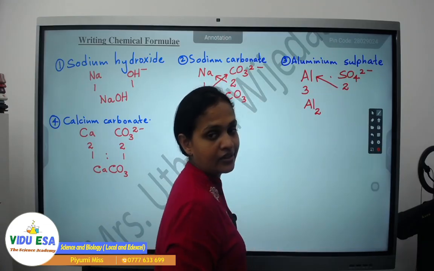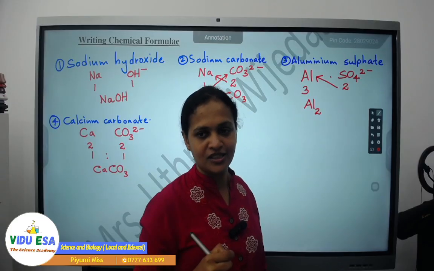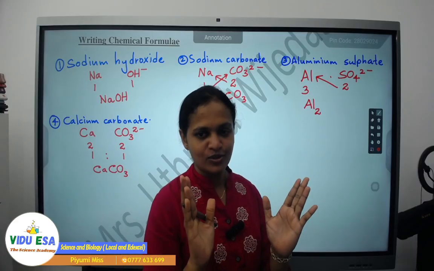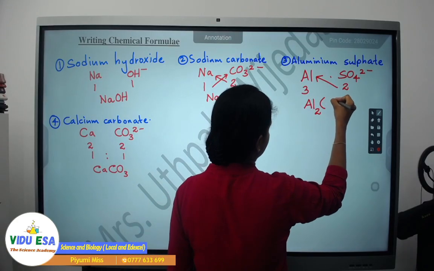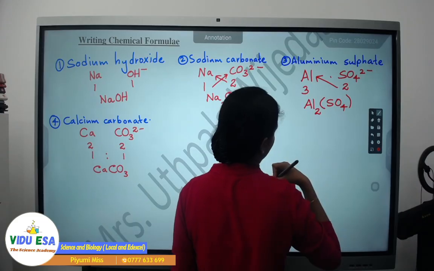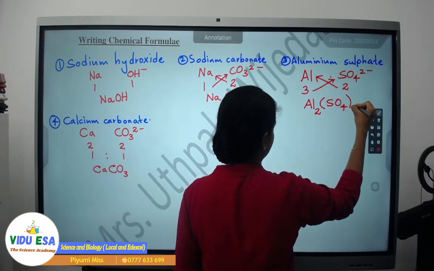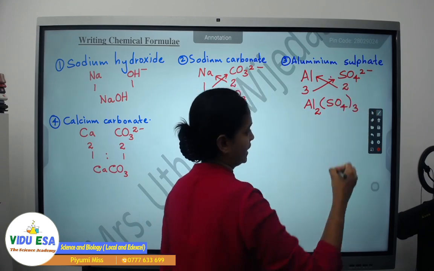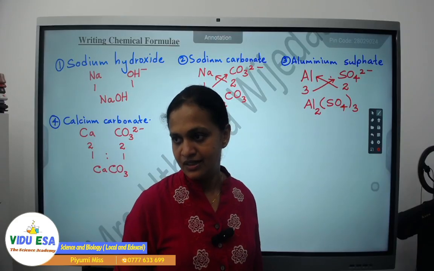belongs to the whole radical. So we can't put the 3 on the sulfur alone or the oxygen alone, it belongs to the whole radical. Therefore we put a bracket and inside the bracket we write the radical without the charge, SO4. Then since this 3 belongs to the whole radical, we put number 3 outside the bracket: Al2(SO4) thrice. Now, okay?